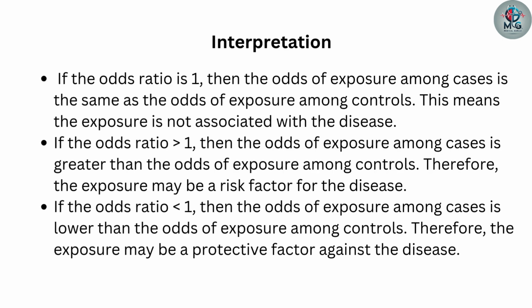If the odds ratio is 1, then the odds of exposure among cases is the same as the odds of exposure among controls. This means the exposure is not associated with the disease. If the odds ratio is greater than 1, then the odds of exposure among cases is greater than the odds of exposure among controls. Therefore, the exposure may be a risk factor for the disease. If the odds ratio is less than 1, then the odds of exposure among cases is lower than among controls. Therefore, the exposure may be a protective factor against the disease.